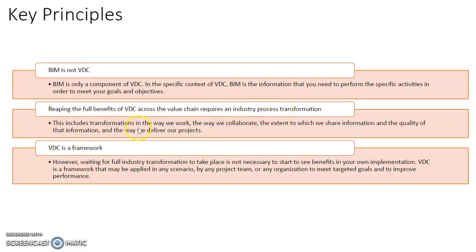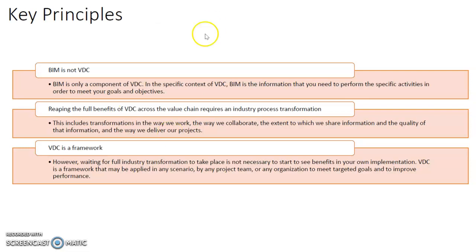So this includes transformation in the way we work, in the way we collaborate, the extent to which we share information and the quality of the information and the way we deliver our projects. The reason for saying that is that typically we do not build two times when we are doing our construction work. We only build one time, and the one time that we are building is that physical building.